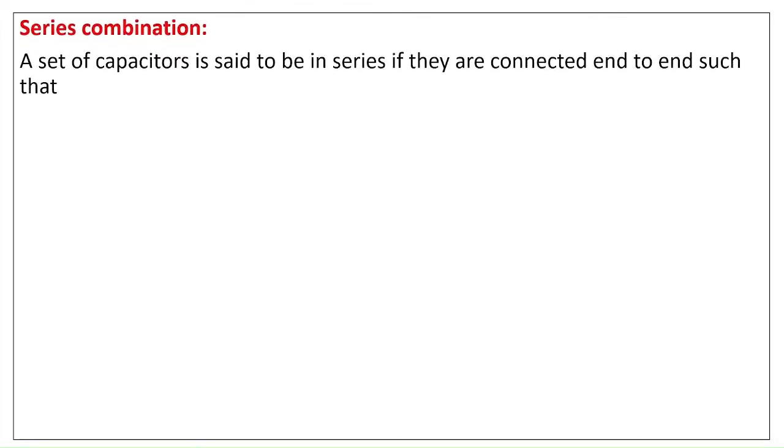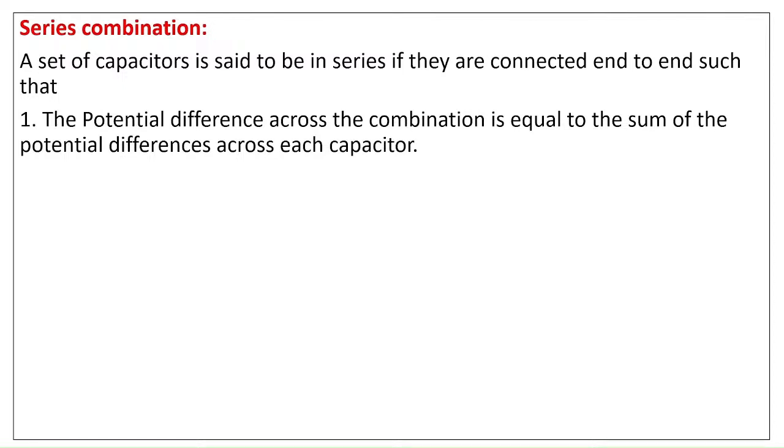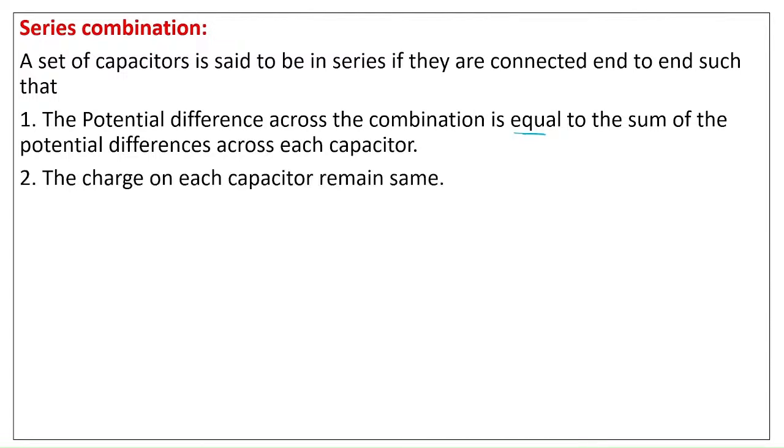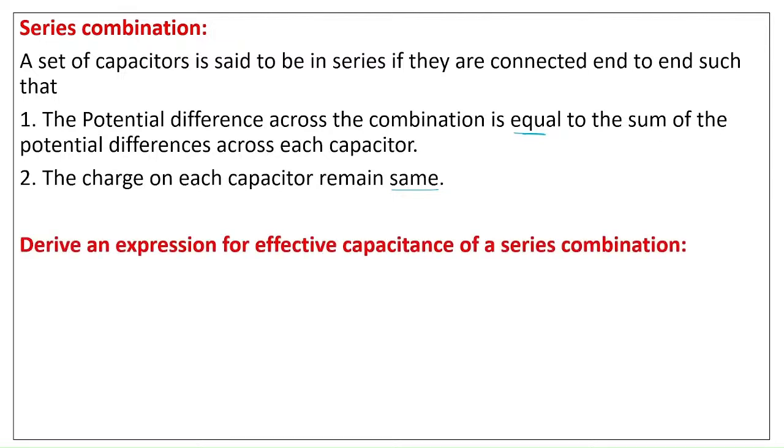Series combination. A set of capacitors is said to be in series if they are connected end to end such that 1. The potential difference across the combination is equal to the sum of the potential differences across each capacitor. 2. The charge on each capacitor remains the same. Let's derive an expression for effective capacitance of a series combination.